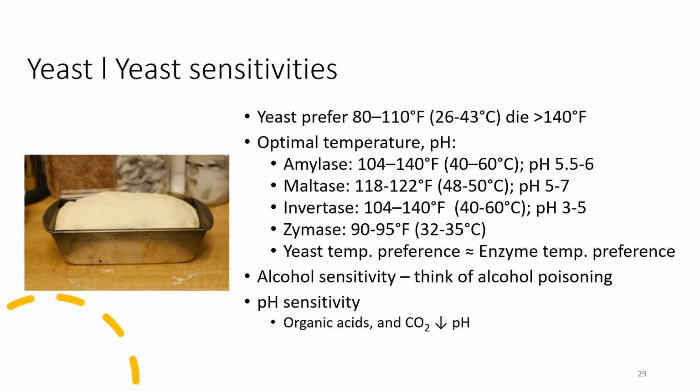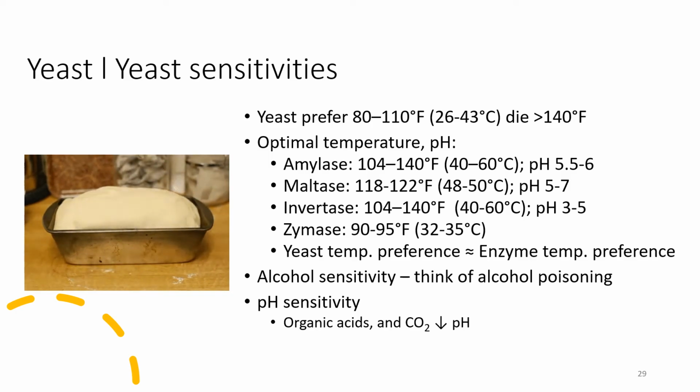So, as mentioned earlier, the 3 main things that impact enzyme success include temperature, pH, and then the substrate concentration. And so, as you can see, the yeast, in this case commercial yeast, typically prefer a temperature range of about 80 to 110 degrees Fahrenheit or 26 to 43 degrees Celsius. But then they can die when temperatures exceed 140 degrees Fahrenheit, and that's usually because the proteins or enzymes within them start to denature and degrade.